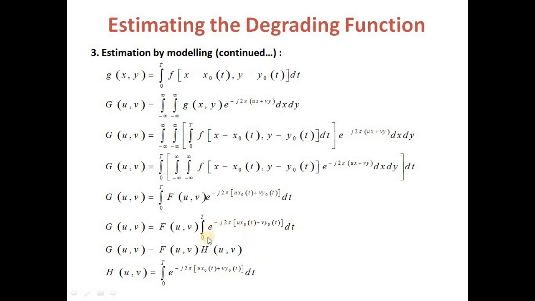So what we have done in this demonstration is we have modeled the motion blur due to a uniform linear motion as capital H of u comma v, which is given by this integration expression. The degradation due to motion blur has been modeled by this integration expression. And this is nothing but one example of modeling the degradation function using mathematical modeling.